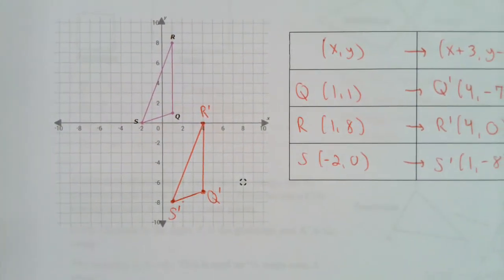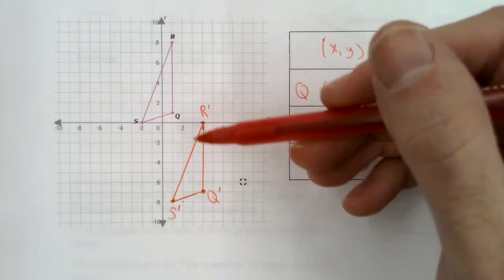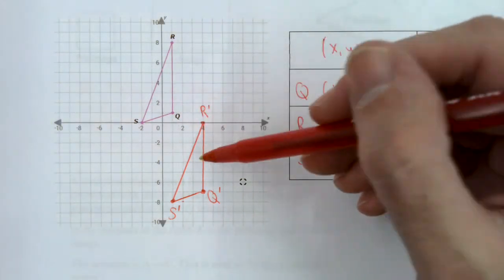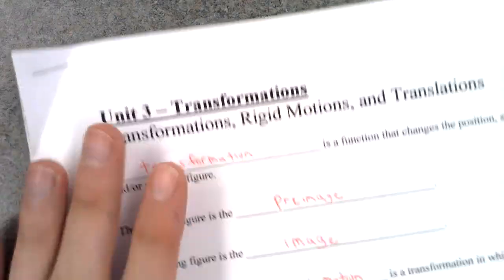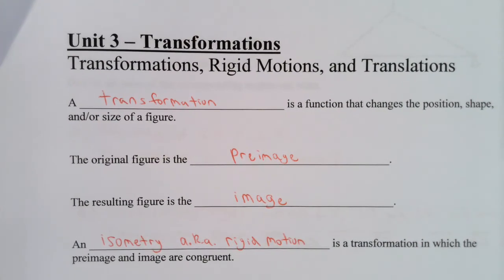Now keep in mind, we are doing translations in this lesson. Translations are always rigid motions, aka they're always isometries. So your pre-image and your image should be congruent. They should be the same shape and the same size. If they're not, then you know you made a mistake. And that is the end of this lesson. This was Unit 3, Lesson 1. The lesson was called Transformations, Rigid Motions, and Translations.